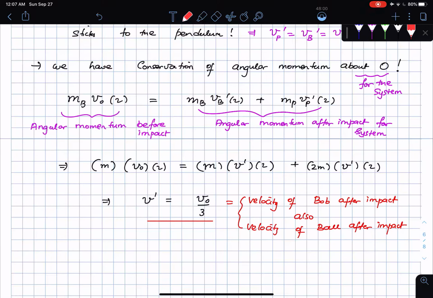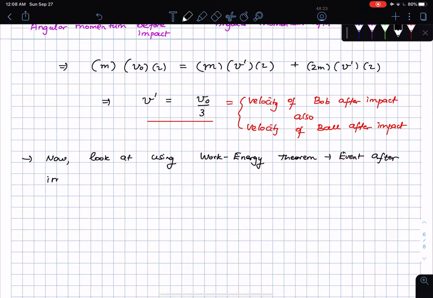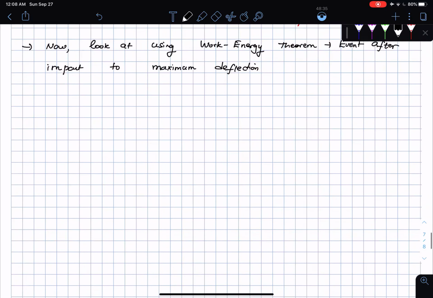Now I go to the work energy part of the problem. So now look at using work energy principles for the event after impact to maximum deflection. Which means what I'm going to do is this: I'm going to draw the event right after impact, and then I'm going to draw the event at the maximum deflection position. Okay, so look at this.